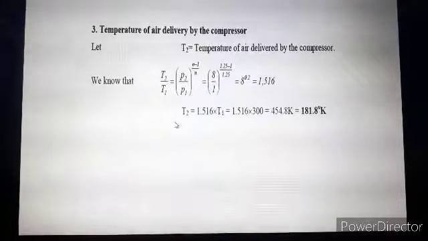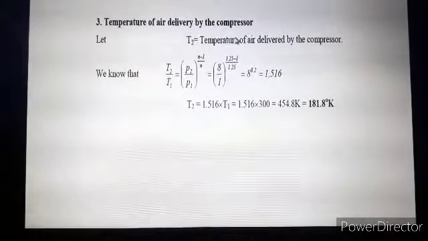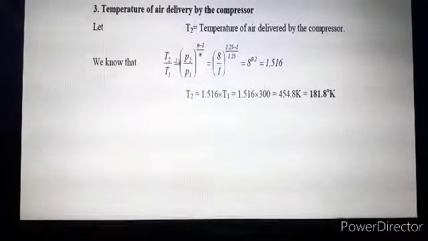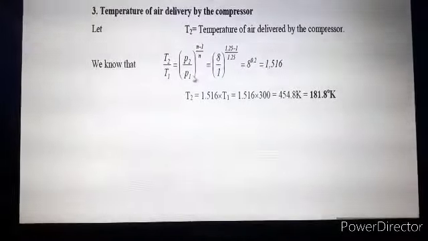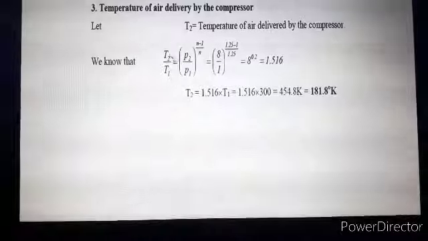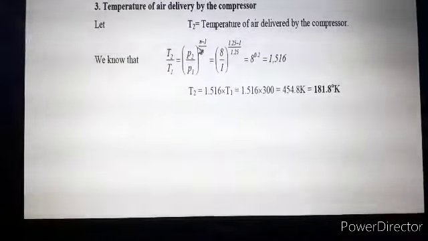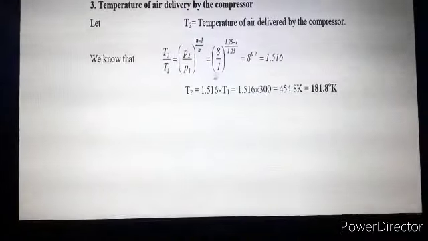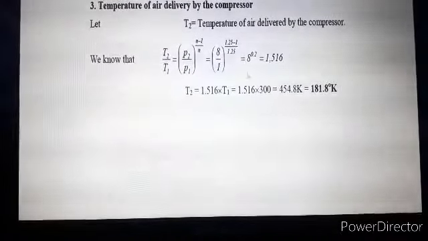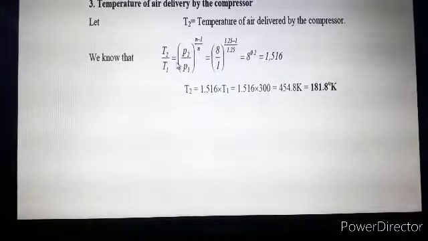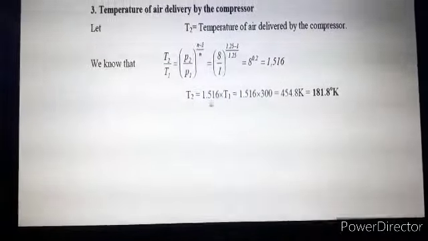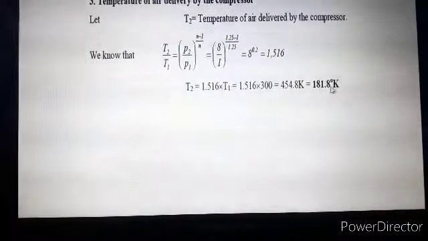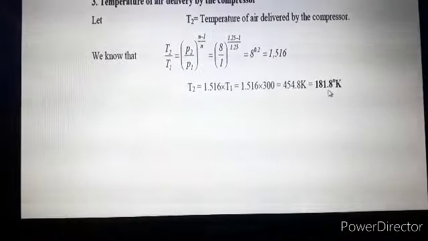Then next we have to find temperature of air delivered. So again we have to refer the relation between temperature ratio and pressure ratio for polytropic process. So it is T2 by T1 is equal to P2 by P1 raised to n minus 1 by n. Again substitute value of P2 8, value of P1 1, value of T1 that is given 300, and when we calculate, then accordingly T2 is 454.8 degree Kelvin, or it is 181.8 degrees Celsius.